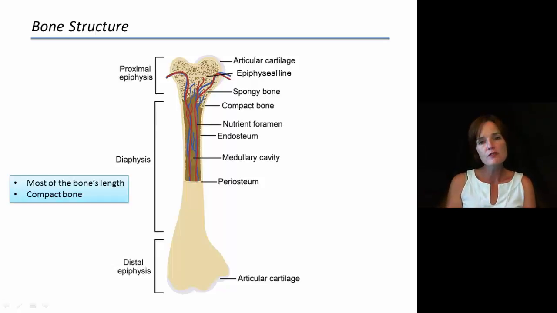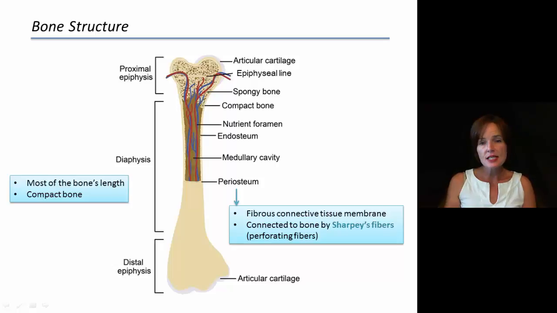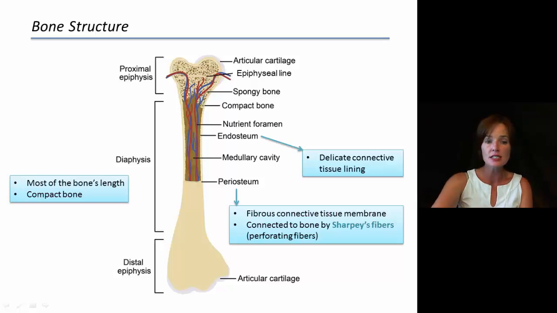Well, this is most of the bone's length, and this is mostly compact bone that we will be looking at there. The diaphysis is going to be covered by the periosteum. The periosteum is fibrous connective tissue that forms a membrane, and this is going to be connected to the underlying bone by connecting fibers, which we call perforating fibers or Sharpey's fibers. The endosteum, this is a delicate connective tissue lining that we would find just inside of the periosteum.